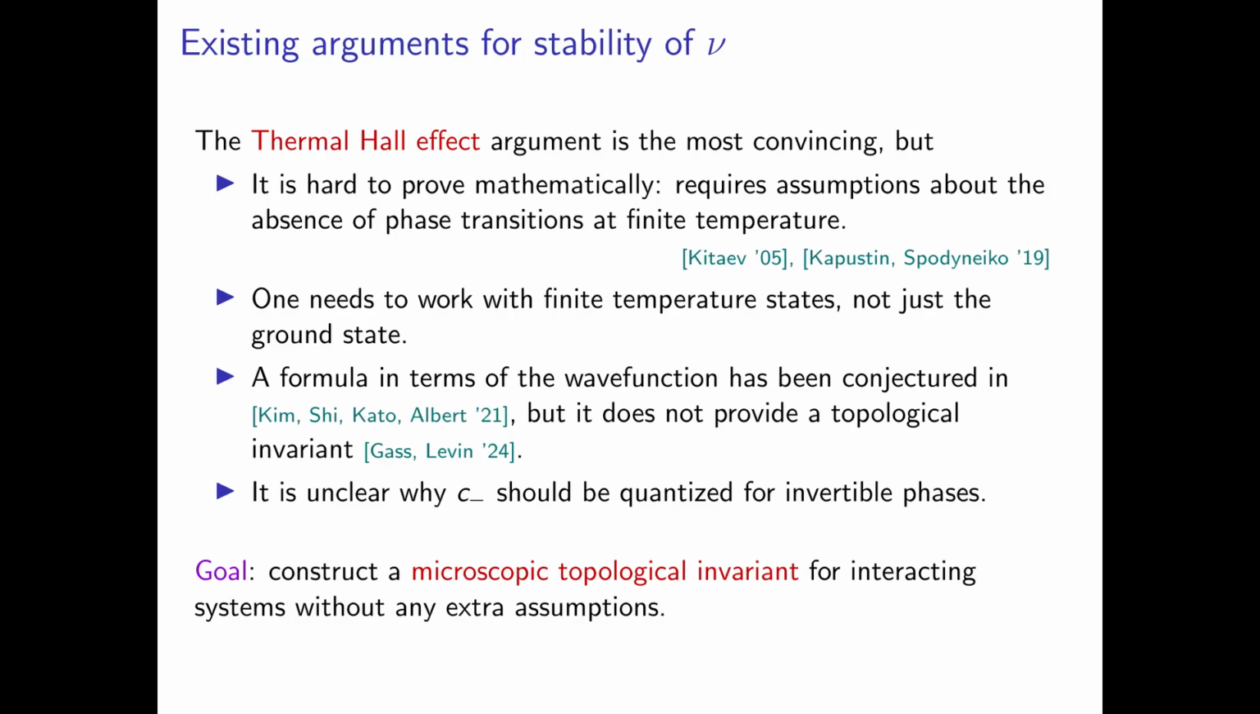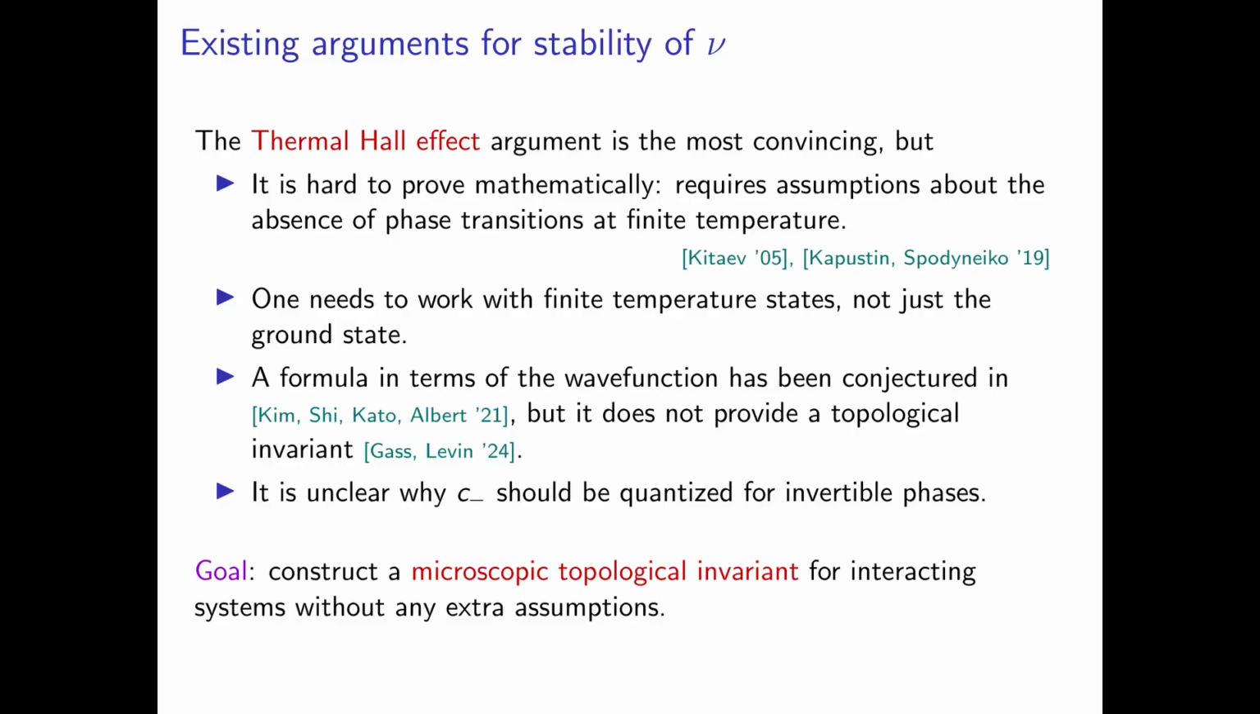But moreover, it's also not satisfactory because we define some property of a ground state in terms of systems at finite temperature. One wants some direct way of just looking at the ground state and defining this invariant. There was even a conjectural formula proposed recently for how to extract this chiral central charge, but unfortunately it doesn't provide a topological invariant, so there are some counterexamples which violate this formula. So in any of these approaches, whether using thermal properties or entanglement, it's not clear why the chiral central charge c- should be quantized.